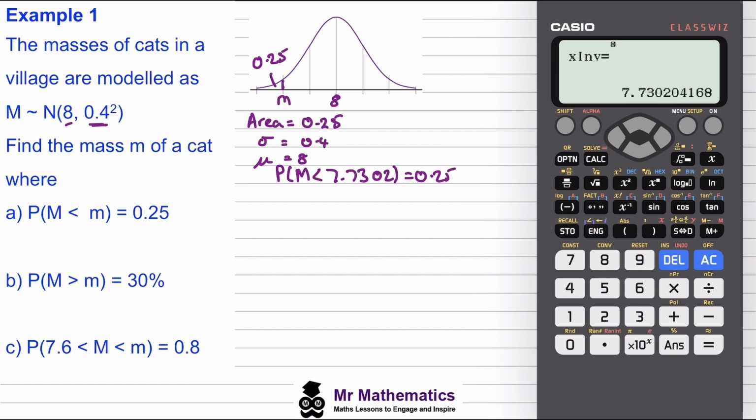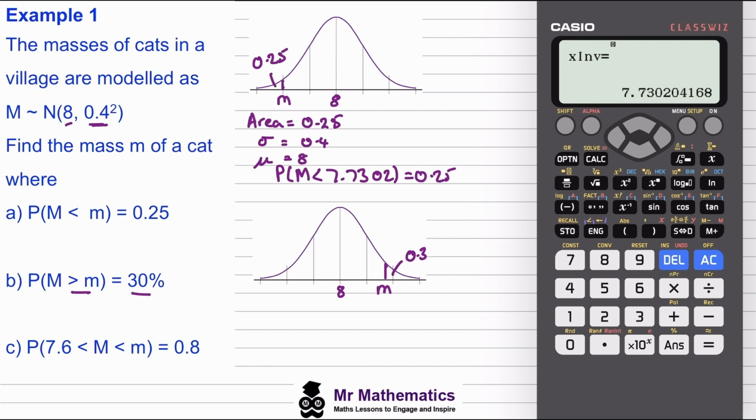For part B, we're told that the probability this time of a random variable being greater than the observed value is equal to 30%. So again, we'll sketch this on a normal distribution curve. We'll label the average as 8, and because the observed value is greater than m, and this is 30%, this time we're looking towards the right of the scale. So we'll say this is the area of 0.3, and m is the value we're trying to find.